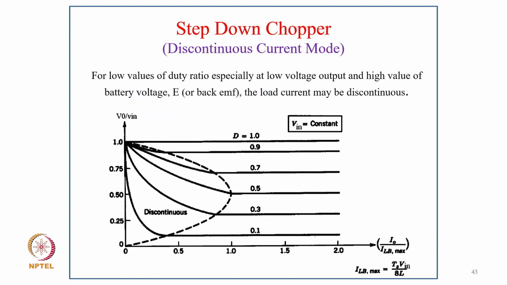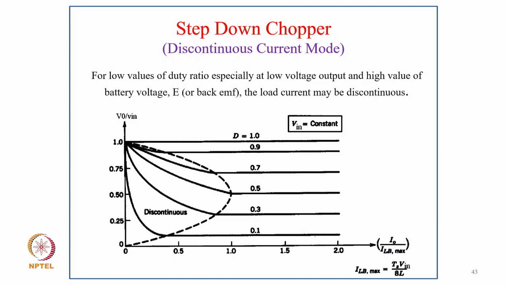And typically discontinuous current mode of this step down chopper happens either when your duty cycle is low, or your inductance is quite low, or the back EMF is high. So these are the conditions where you have a chance of going to discontinuous mode. So for a low value of duty ratio, at low output voltage and high value of battery voltage or back EMF E, the load current may become discontinuous, as you see the boundary here.